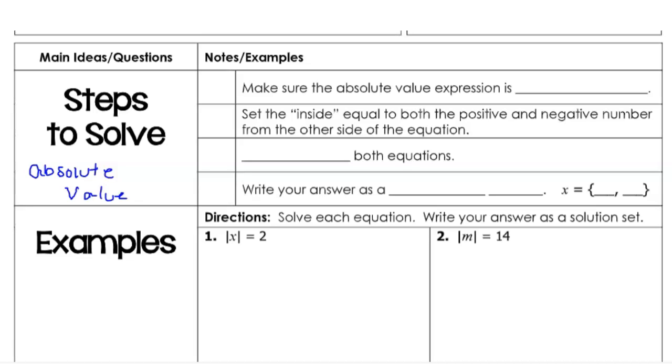So under here, okay, Miss Bennett's going to write a little bit smaller, so that way we can get it in here. Under here, you're going to write absolute value, and you're going to write what it means. Okay, so absolute value. That's the bar, and it's the distance away from zero.